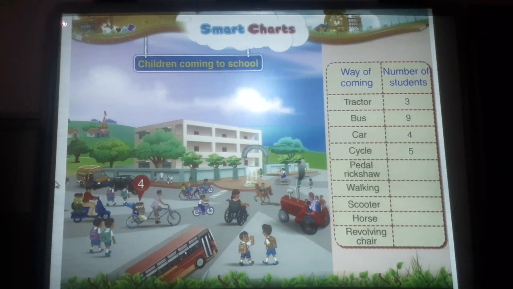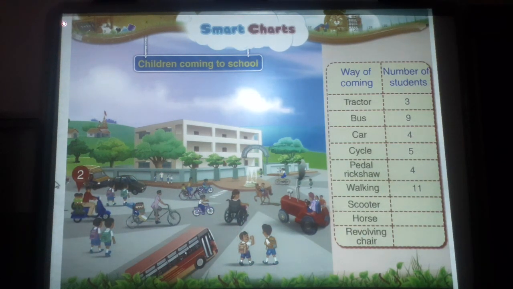4 students come to school by a pedal rickshaw. So we will write pedal rickshaw in the column way of coming and 4 against pedal rickshaw in the column number of students. 11 students come to school walking. So we will write walking in the column way of coming and 11 against walking in the column number of students.